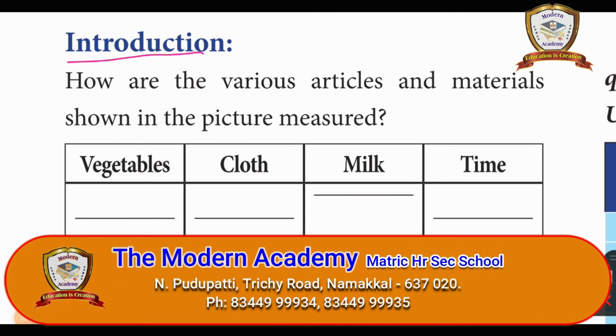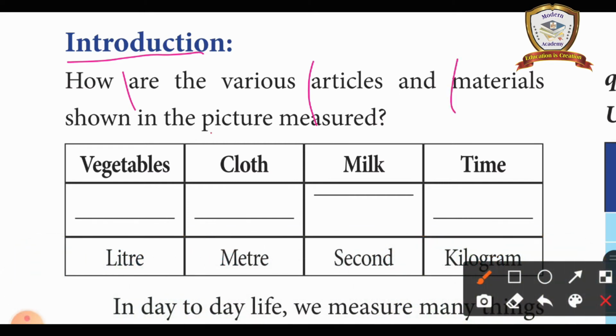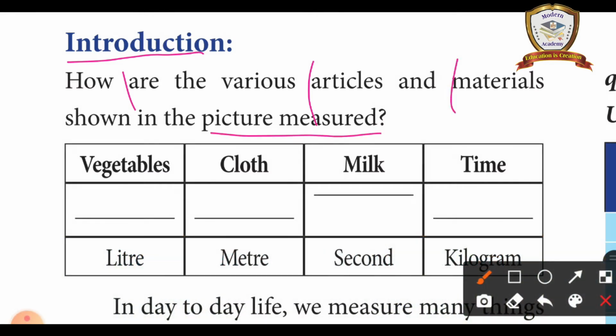First one is introduction. How are the various articles and materials shown in the picture measured? Vegetable is measured in kilogram, cloth is measured in meter, time is measured in second, milk is measured in liter.